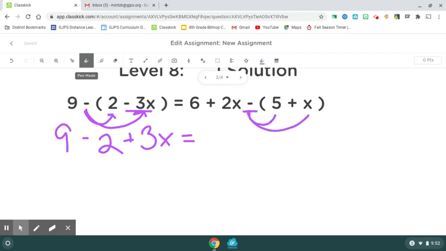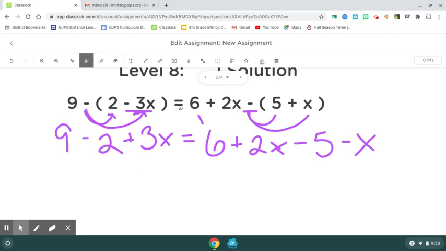First off, I'm going to drop down my 6, and I'm going to drop down my 2x. And then I'm going to distribute. So negative 1 times 5 would end up being negative 5. And then negative 1 times x would result in negative x. Awesome. That is distributing, and that got rid of all of my parentheses. Again, that's in purple.